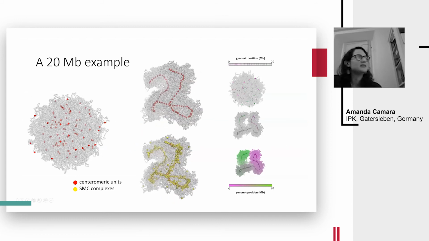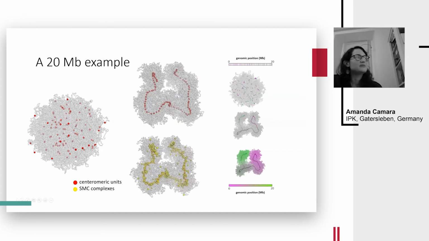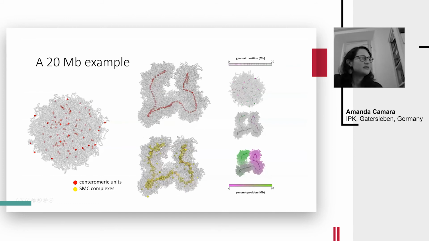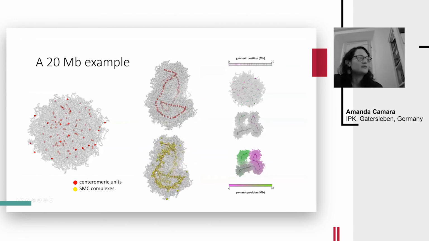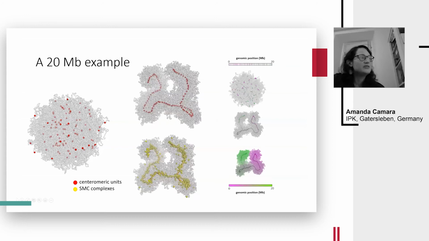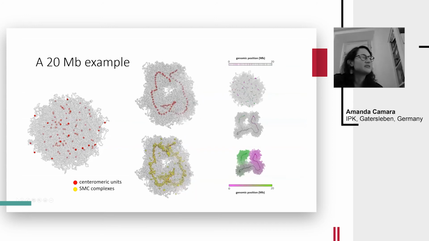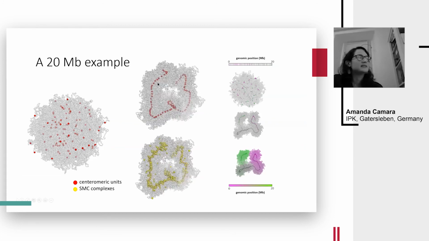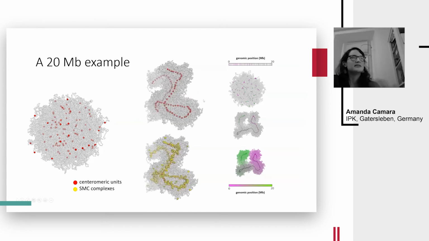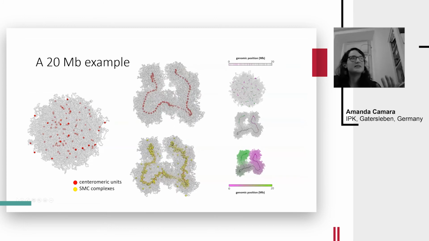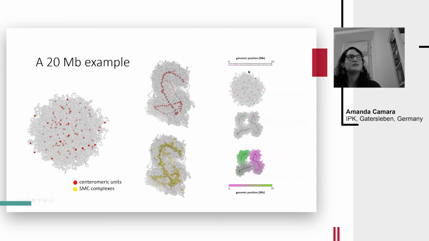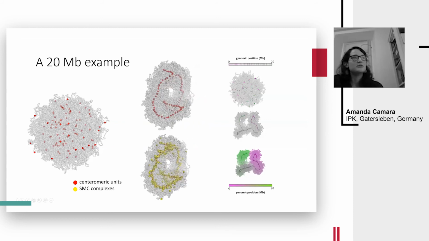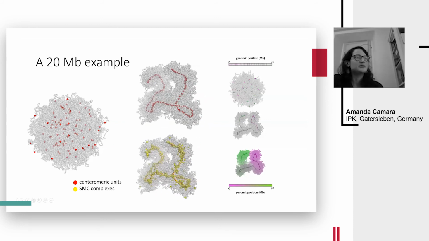So we still see the line of the centromeric units and loops coming out of it, and the SMC complexes binding along this line as well. And one of the characteristics of this compacted model is that these centromeric units are brought together side by side in a linear way. I mean that they follow the genomic position. So the centromeric units that are close in the genomic sequence will also be close in the structure.